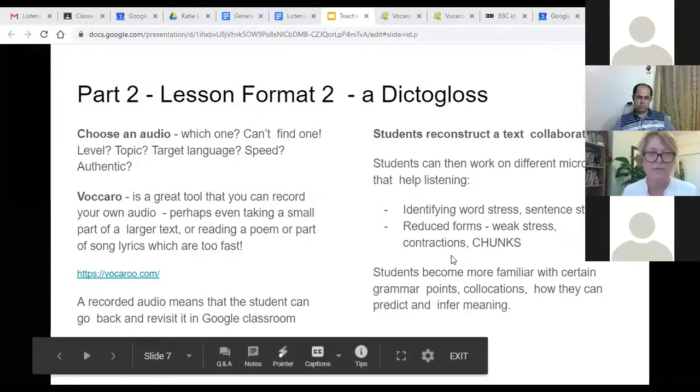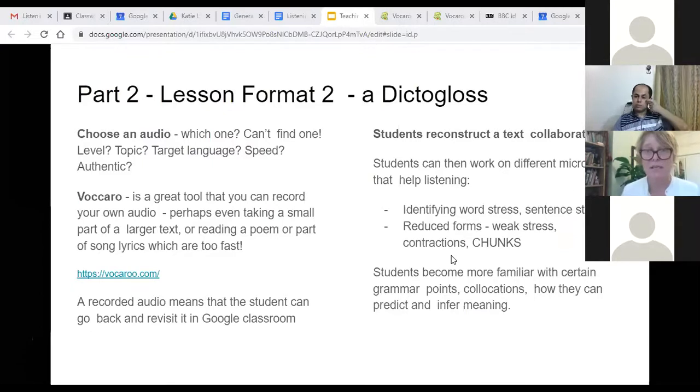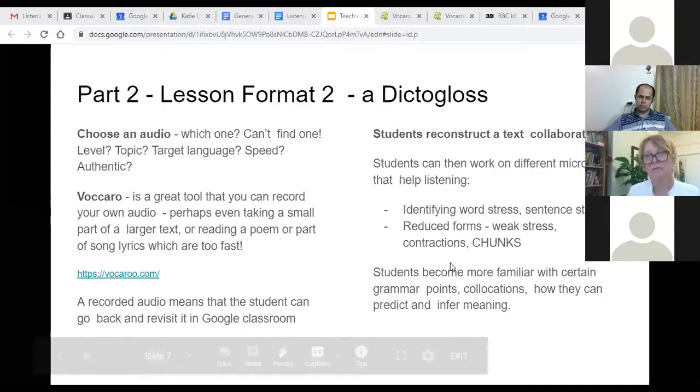So it's really good with a dictagloss. Like I said, you reconstruct the text collaboratively, and then students can work on different micro skills that help listening. Perhaps that is identifying word stress. Perhaps that is identifying contractions like he's and understanding how to spell them. A piece of dialogue would be very good. Perhaps identifying some chunks of language, some collocations and some common language. And by identifying this, it helps students' listening, it helps them become more aware, but it also helps them with their grammar points and many other skills. Okay, because we know that people can improve their listening through predicting and inferring meaning.